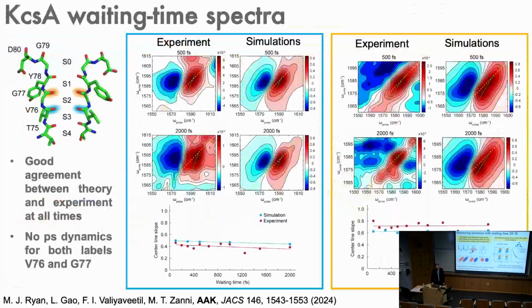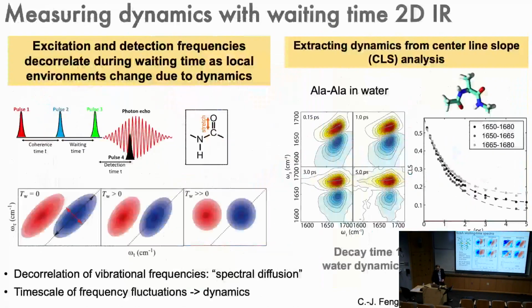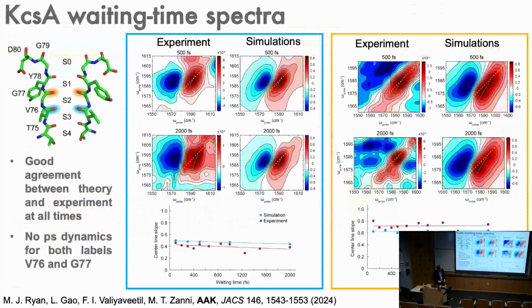Okay, we apply the same idea to carbonyl residues in the selectivity filter, and there are many more line shapes at different waiting times that you can find in this paper. So I'm showing just 500 femtoseconds and 2 picoseconds. All you hopefully see is that there's no change. This is experiments, and simulations reproduce the experiments. There's no change in the central line slope, the function that was decaying for the dipeptide in the previous case. Now, if you plot the same function for our case, for these residues in the selectivity filter, it doesn't decay. That means there's no picosecond dynamics.